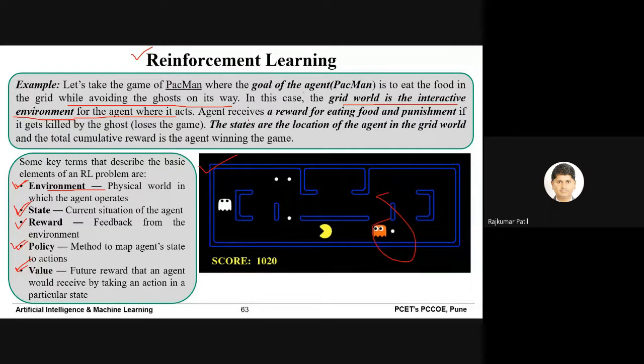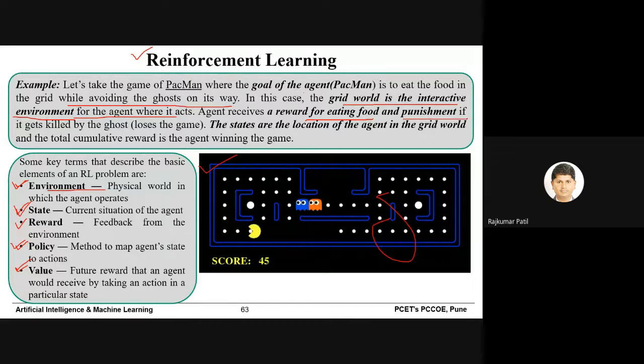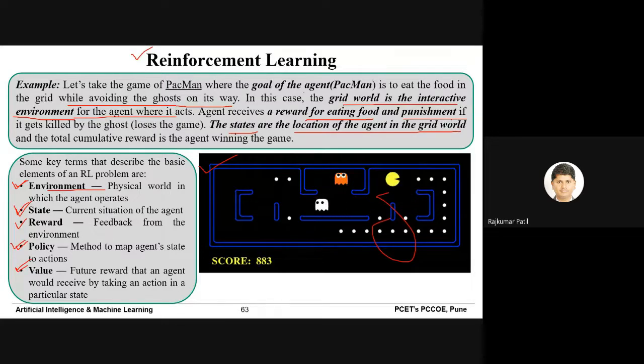The agent, or that Pac-Man, receives a reward for eating food. So when it eats all the food, then it will go to the next stage, right? And it will get punishment if it gets killed by the ghost. So that is related to reward. It may be positive or negative. And the state of the agent would be the location of the agent in the grid world. So it will move all over the grid, and each and every location would be a state of the agent.